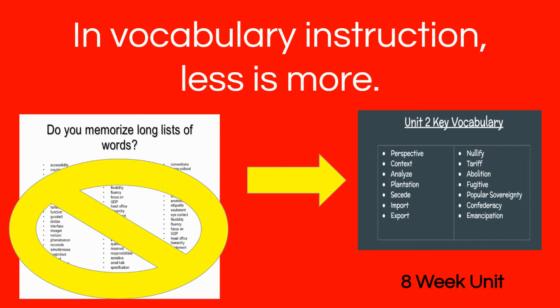We have about 14 key vocabulary words for an 8-week unit on the Civil War. So in the past, I know I would have given probably a list of 30 some vocabulary words before I knew better. But now, if we really want kids to master these terms, we need to make sure that they have time to think about them, to truly learn them, to apply them, to process them. So we can't do long lists. We have to really focus on what's most essential.